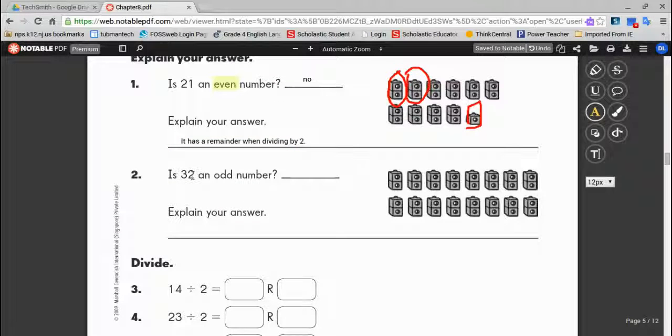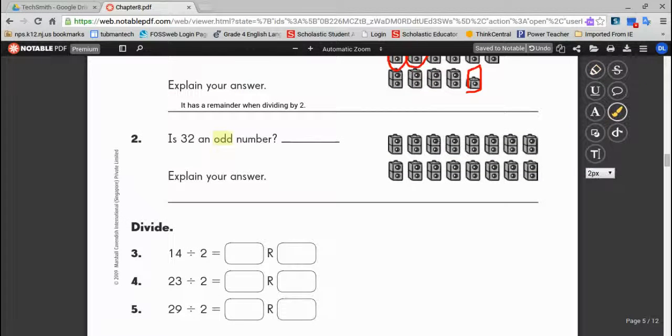Number 2, is 32 an odd number? I'm going to highlight that word odd. So again, as before, they've split up into groups of 2, which means they divided by 2. I'm going to circle some of the groups right now. And over here, you see that there is no remainder. So because there's no remainder, it divides evenly. You know that 32 is an even number.